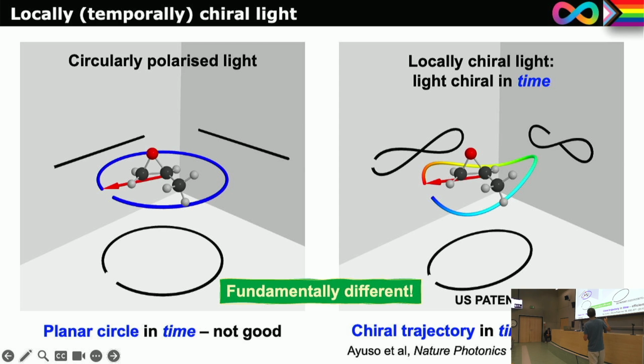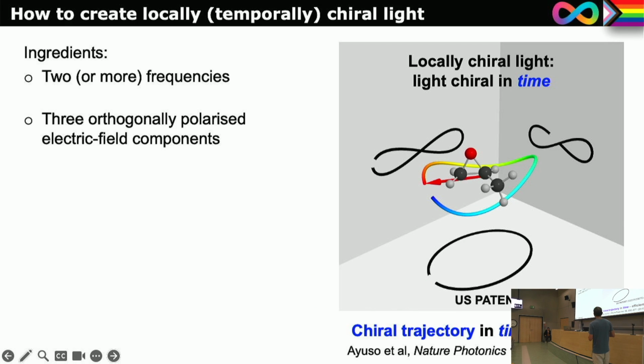But I'm going to emphasize that this is fundamentally different from circularly polarized light, because circularly polarized light is chiral in space, but it's not chiral when you look at it locally in one point in space, whereas this field is chiral already within the electric dipole approximation in one point in space. So to create these fields, you need two or more frequencies. Andres talked about having 3 frequencies. I'm going to remain with 2 frequencies, which is the minimum requirement. And I would say that this is relatively easy using current technology.